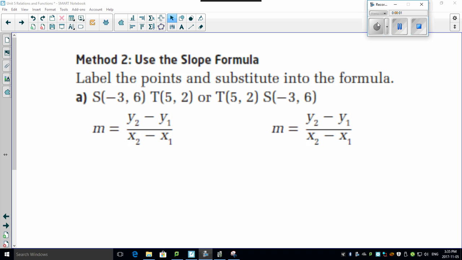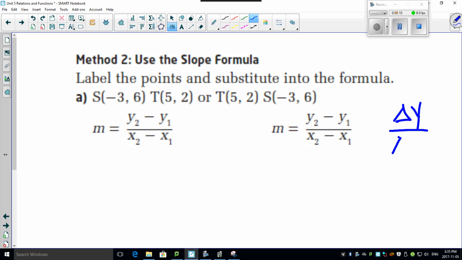Well, let me introduce you to something called the slope formula. Now, remember, slope meant the change in y over the change in x. Well, there's a wonderful formula on your formula sheet. Change in y means y2 minus y1, change in x, x2 minus x1.